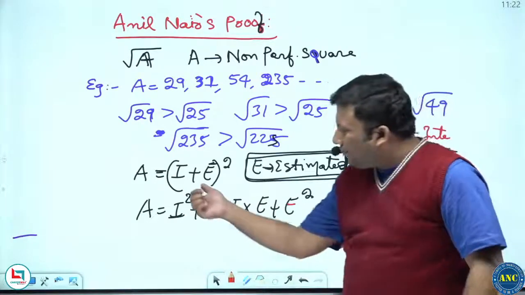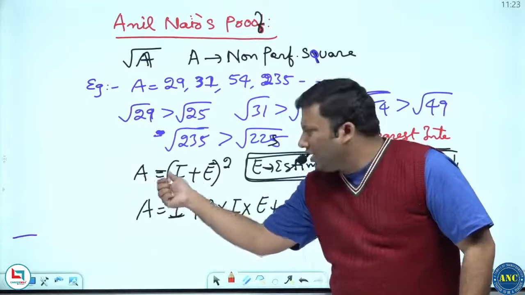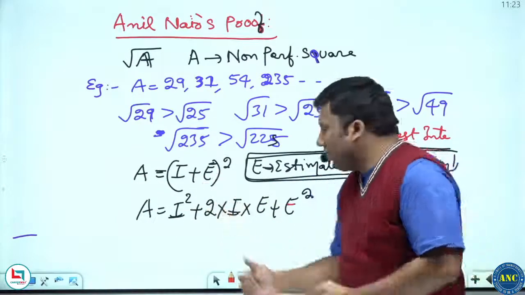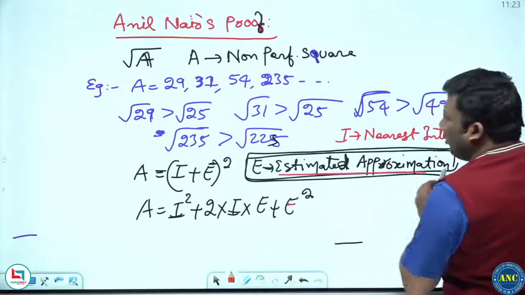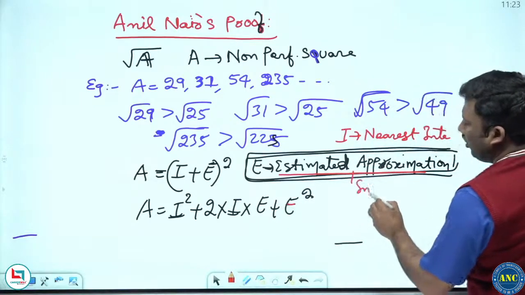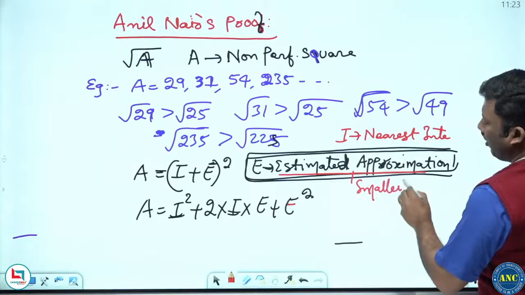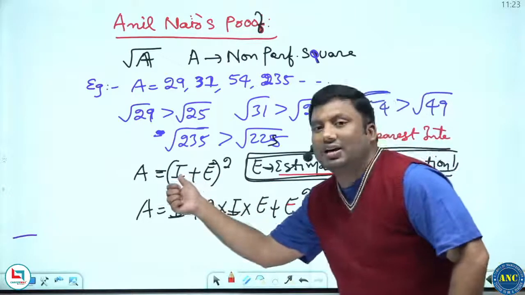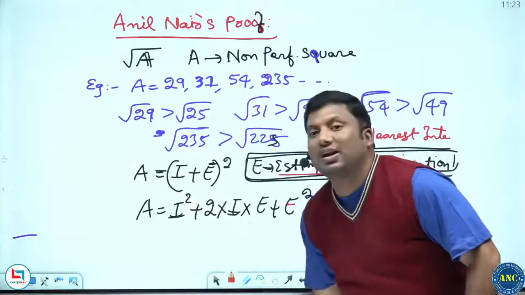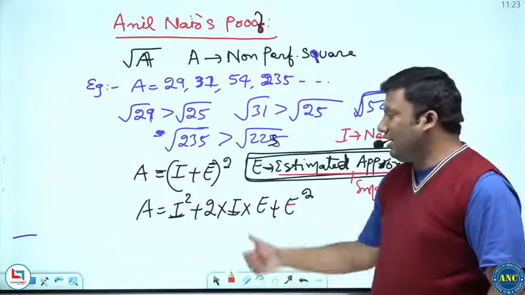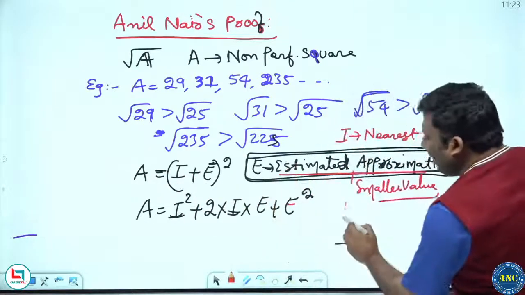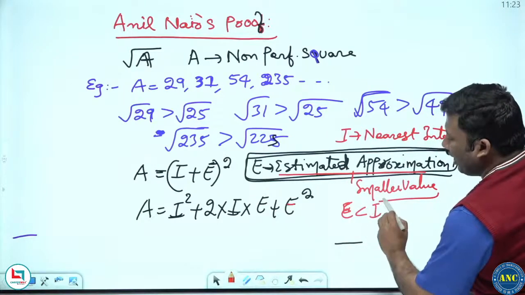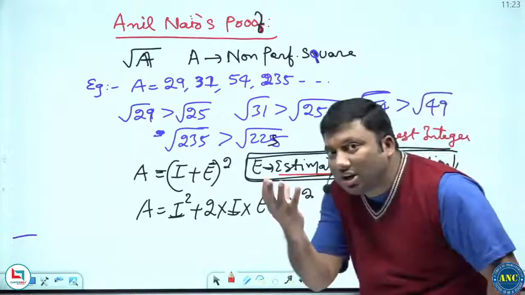Now, see here. A is 29. I is 5. 5 square plus something. That means, can I say the estimated value is a very small value? Do you agree? The estimated approximation value is nothing but a smaller value. Anyway, it cannot be 1. 5 plus 1 is 6, and 6 square is 36. E is very, very small compared to I. E is nothing but dot something.